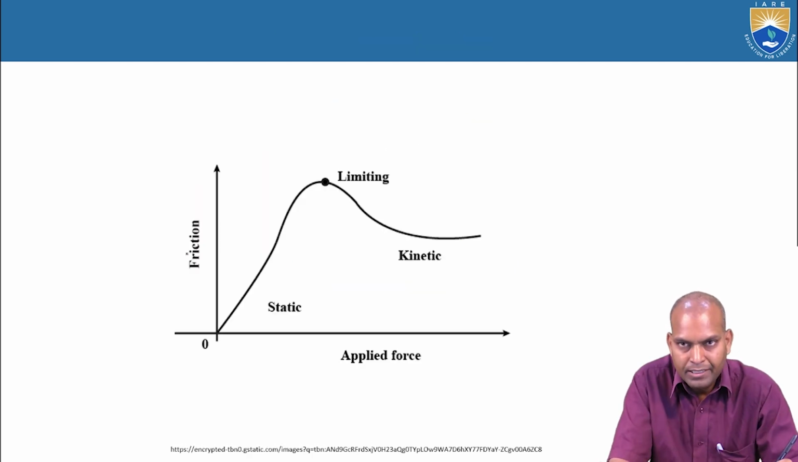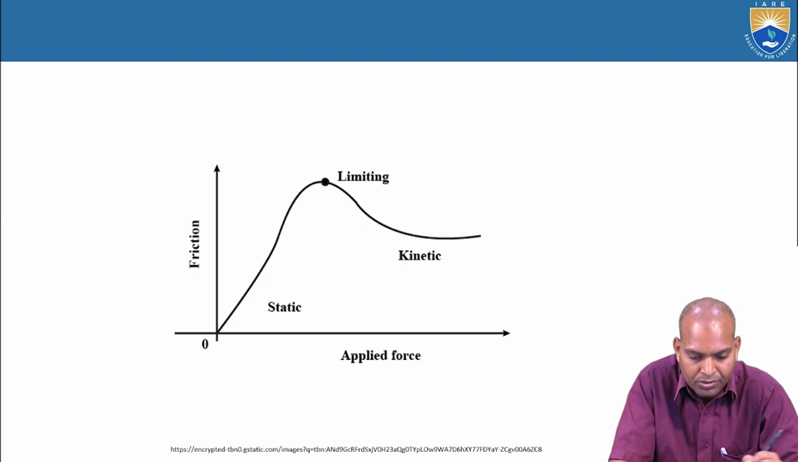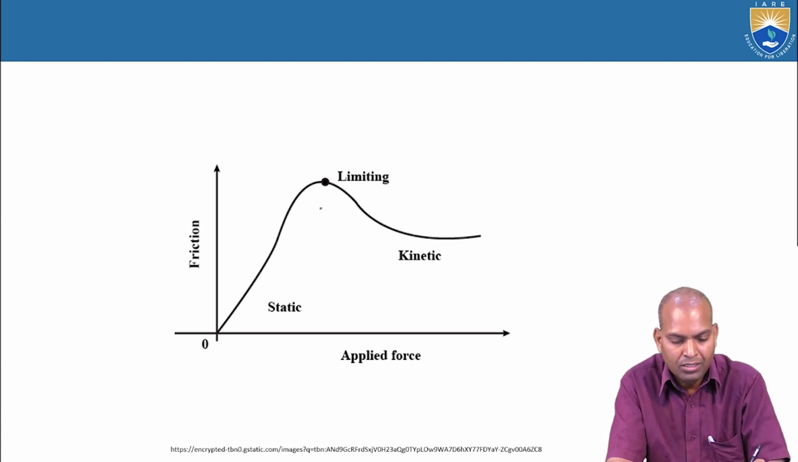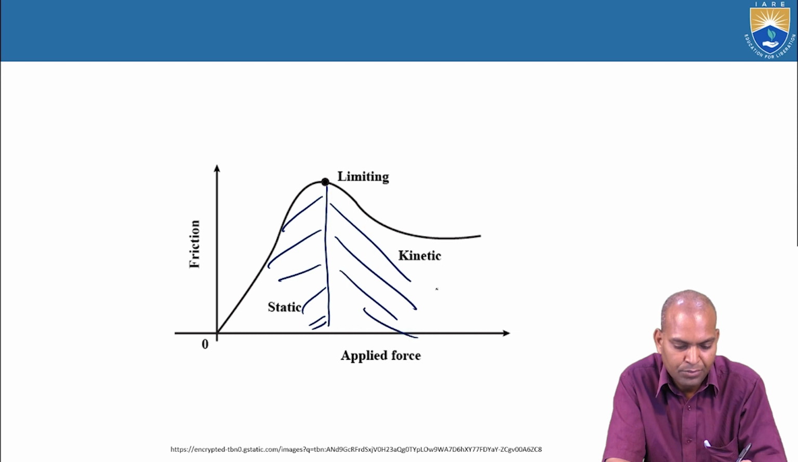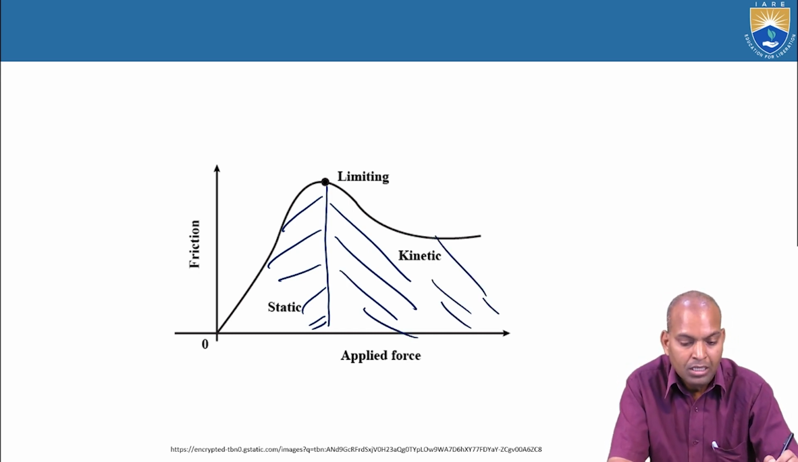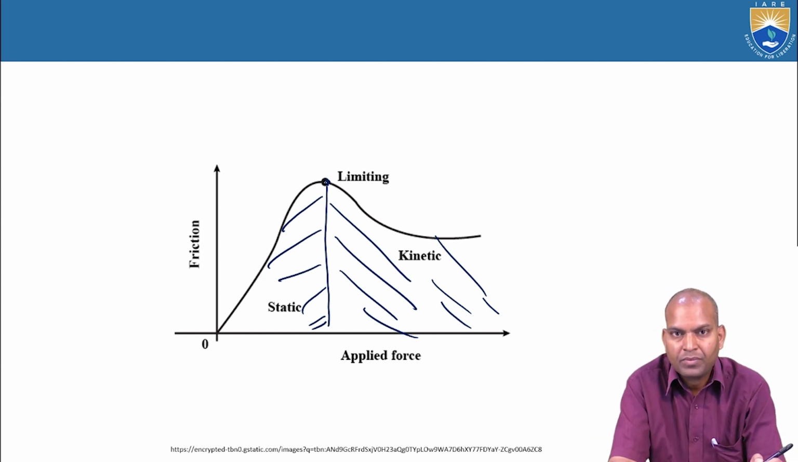Next, it is the diagram which represents the relation between the friction and applied force. Now, here it is moving. There are two zones. Before the limiting friction, it is known as the static friction zone, and after the limiting friction, it is known as the kinetic friction or dynamic friction zone. Between them, the junction point is the limiting friction.